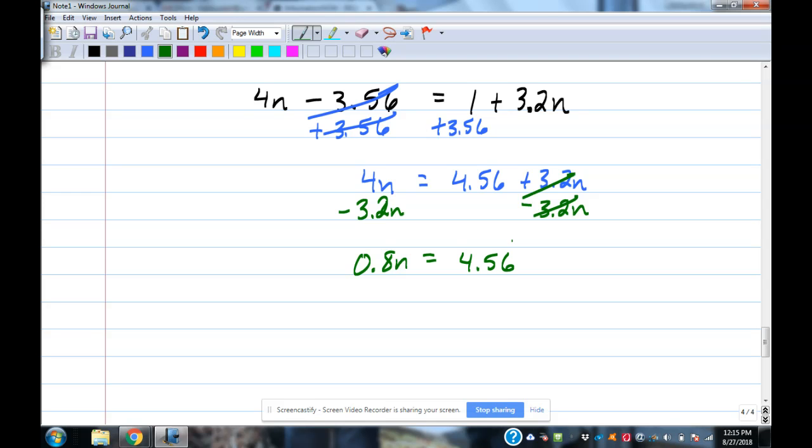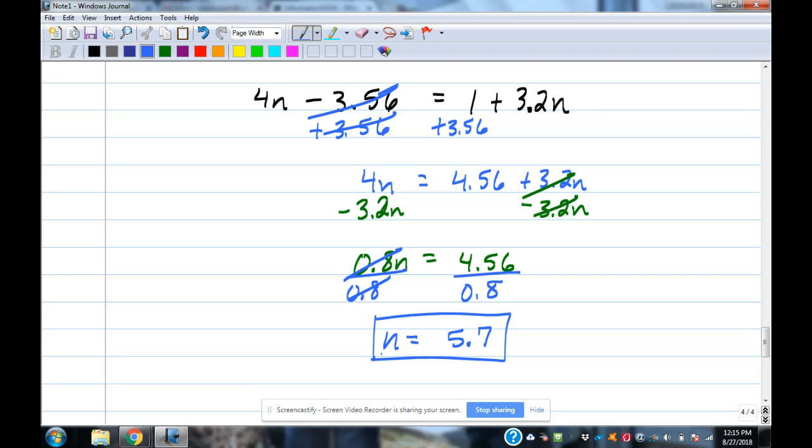All right. One last step. We've got this one solved. Divide by the 0.8. And how many times does that go into that? 8 goes into 45, 5 times. 5 left over, 5.7. And again, how do you check that? Plug it into the original problem, make sure it works. Okay? So there's us a decimal problem.